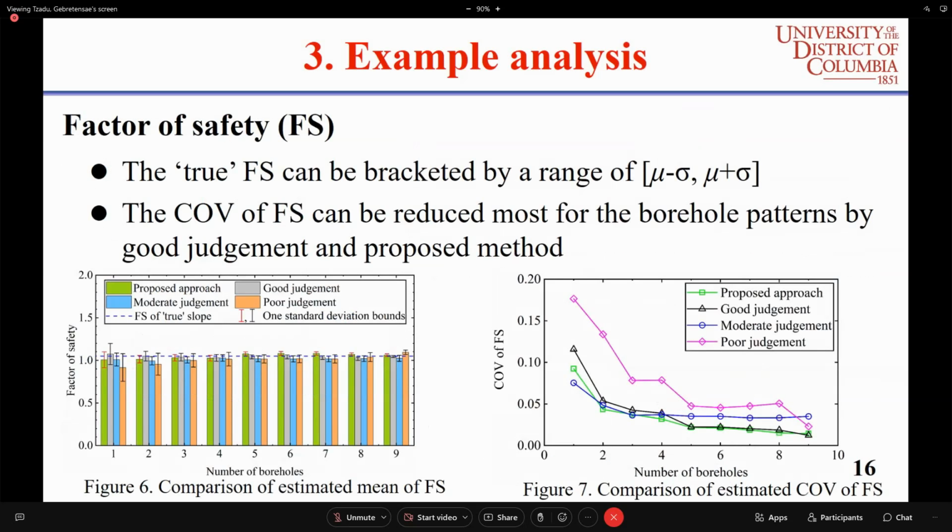For the result of factor of safety, you can see for all the methods, the mean of the true factor of safety can be calculated by a range of plus or minus a time of sigma. It means the mean of the factor of safety can be well estimated by all the methods, but the field width of factor of safety can be reached most for the good judgment proposed method.